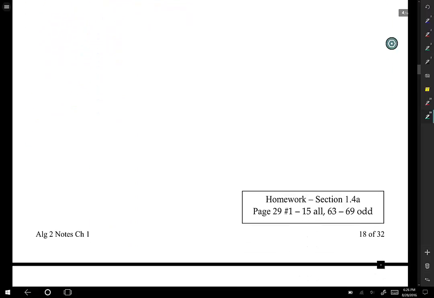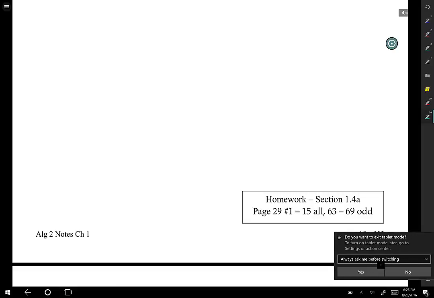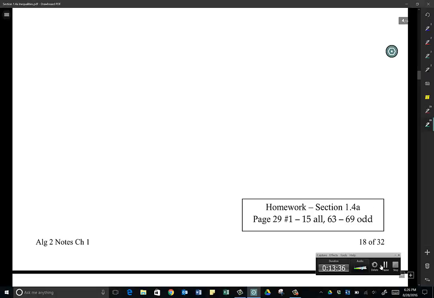Our homework here, we're going to hit section 1.4a, page 29, 1 through 15 all, 63 through 69 odd. Okay, let's remember a couple simple things about doing homework. We have got to remember, show your work completely. Also, let's work in 2 columns, copy the problem, work down, circle your answer, and skip a line. And please also remember, top left-hand corner, let's put the section number. Top right-hand corner, put your full name.